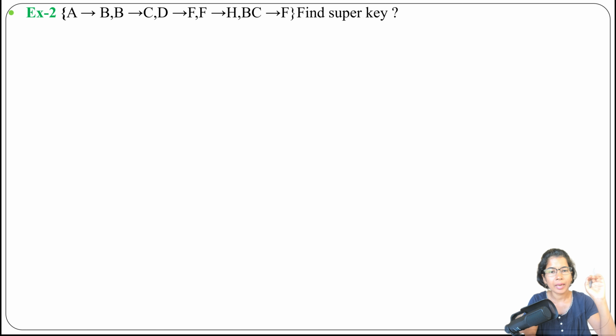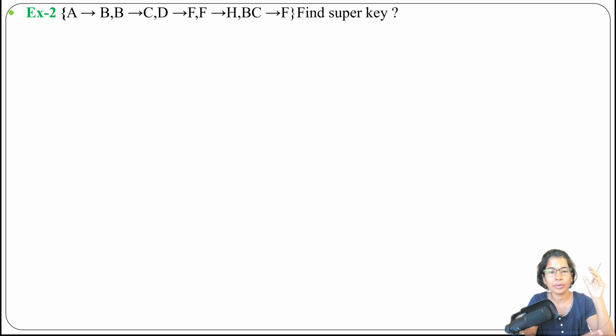Hey everyone, I already discussed how to find functional dependency closure and attribute closure. Today I'll discuss some more examples based on that. Example 2: some functional dependencies are given and it is asking for the super key. Super key means you need to find the minimal super key.